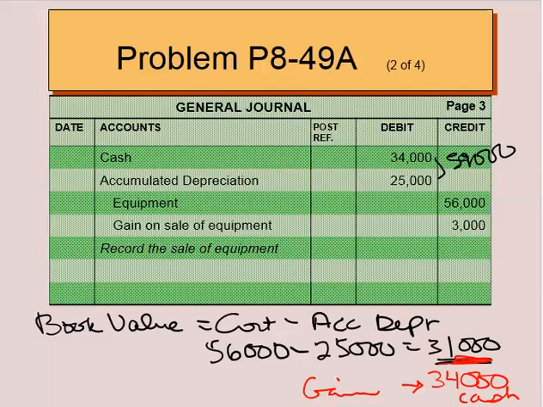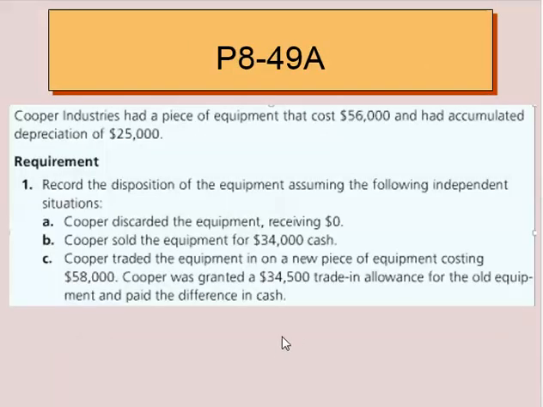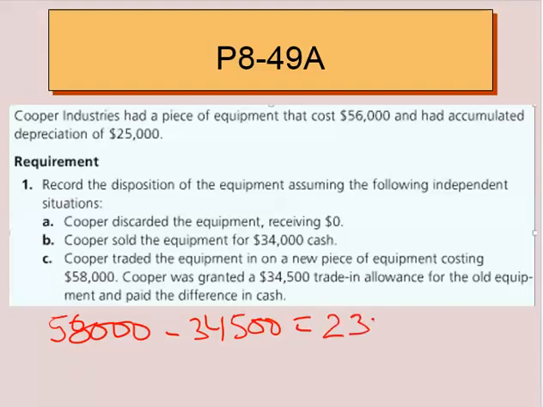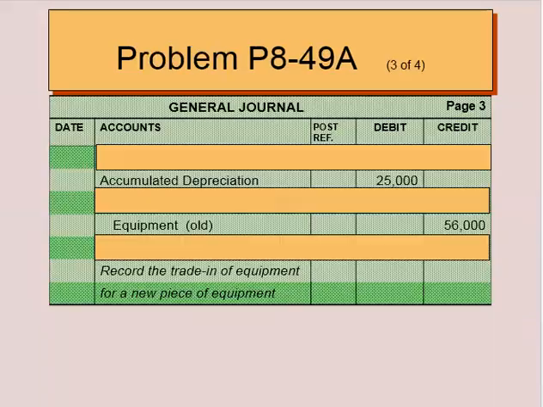One more scenario. Let's take a look. This time we're going to trade the equipment in on a new piece of equipment costing $58,000. Cooper was granted a $34,500 trade-in allowance for the old equipment and paid the difference in cash. Okay, so let's figure that out. If the new equipment cost us $58,000 and we were given a $34,500 trade-in allowance, what does that mean that we actually paid in cash? Looks like that's going to be $23,500 is going to be our cash that we're paying for that new piece of equipment.